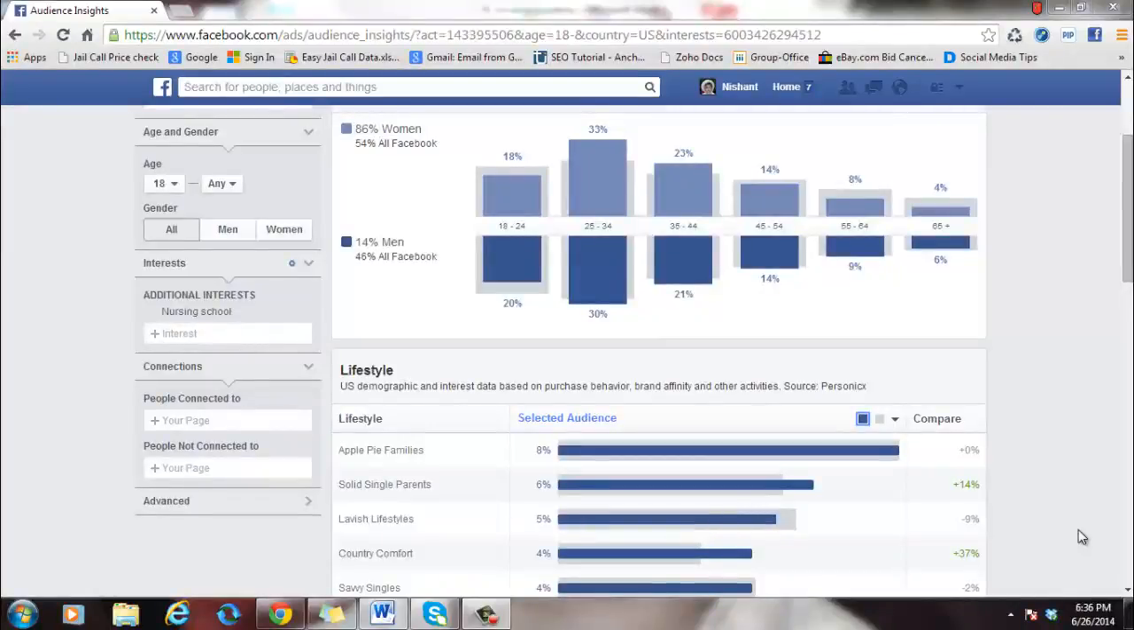Hey guys, this is Nishant, and in this video, I wanted to show you guys the page like feature in the audience insights and how you can use that feature to basically get some really solid targeting information.